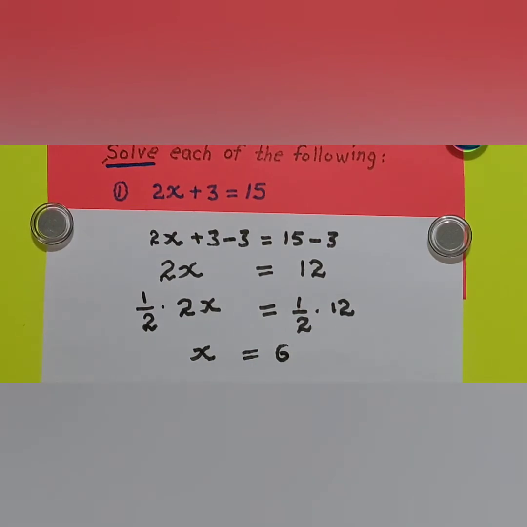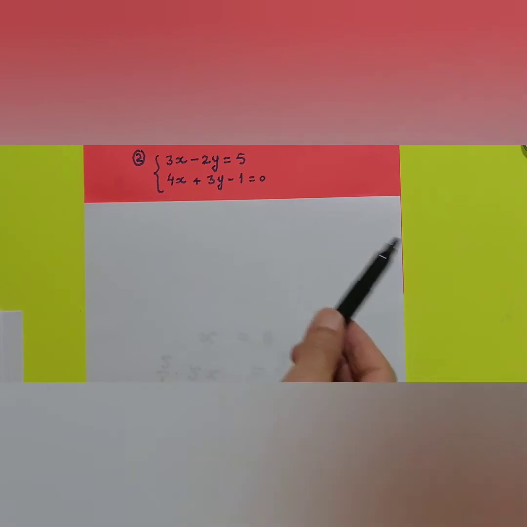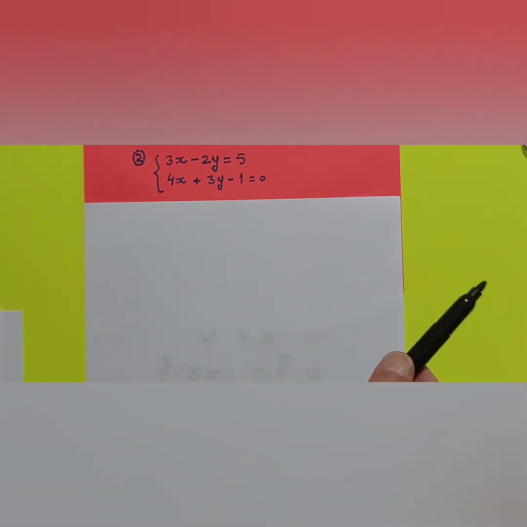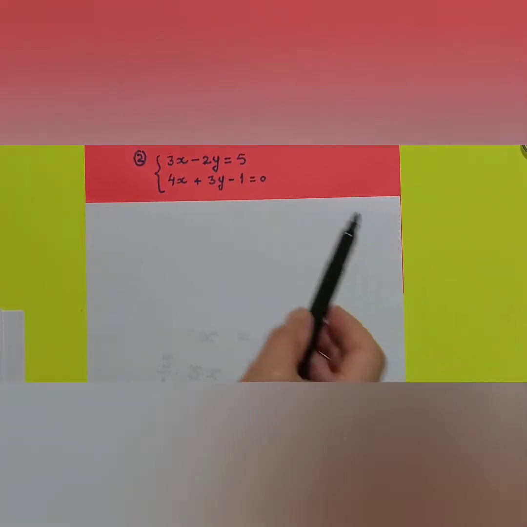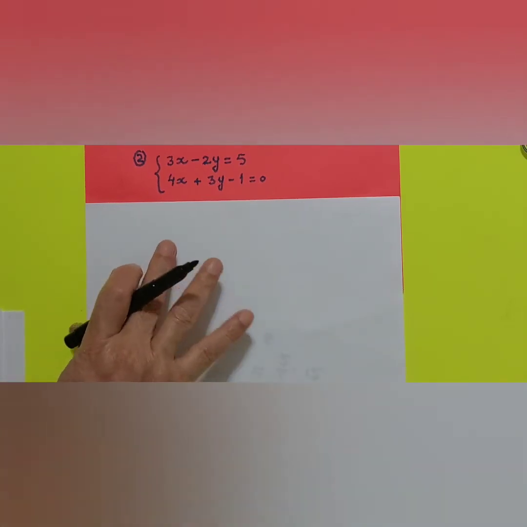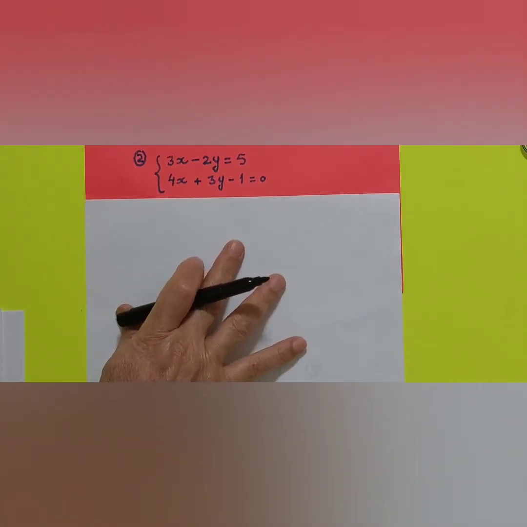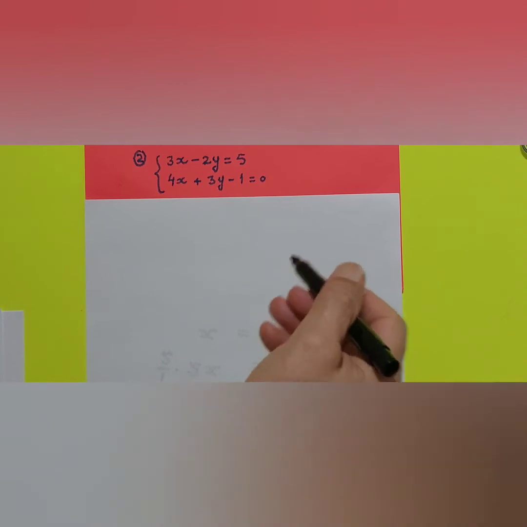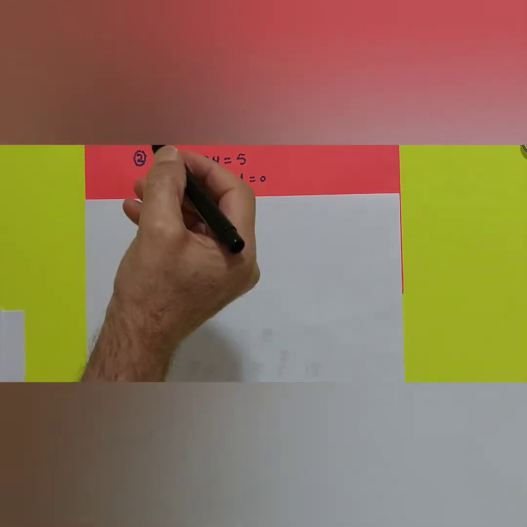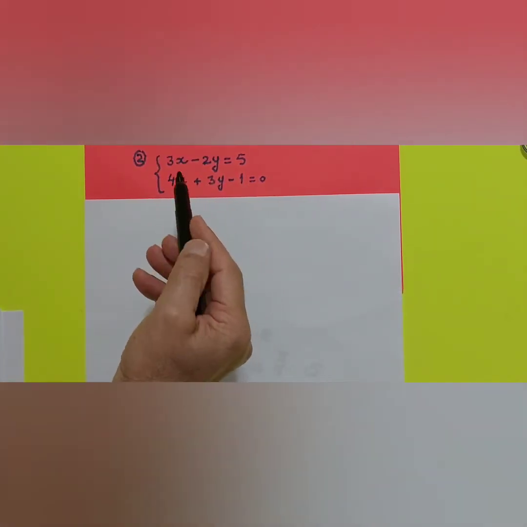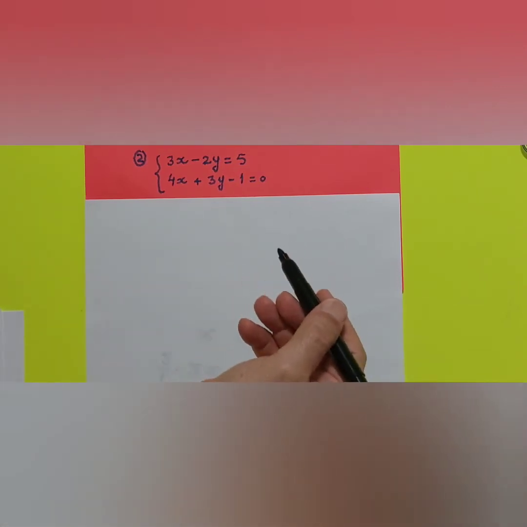The second equation is different. You will find the intersection point, which is the solution for these two equations, if you want to use the graph to find the values of x and y. But if you want to find the values of x and y by algebra, we can use a different way.